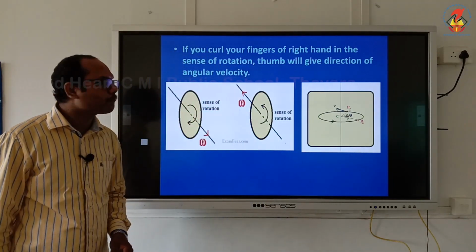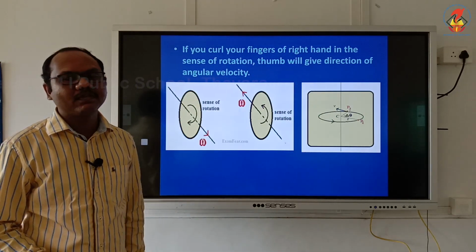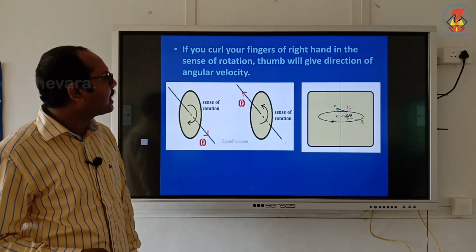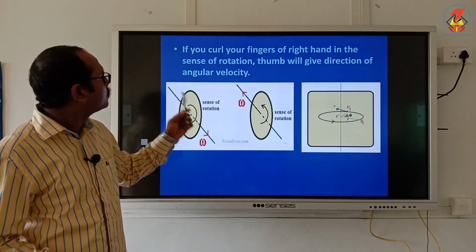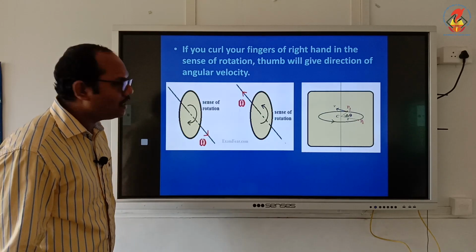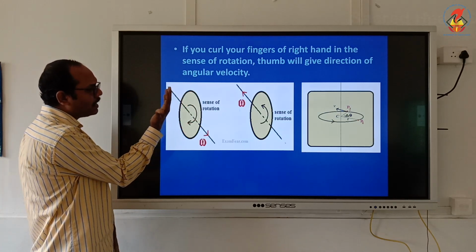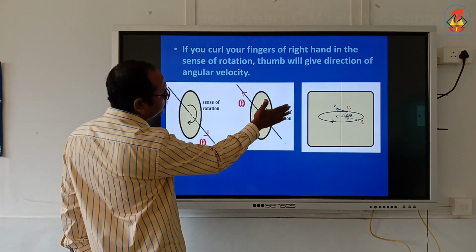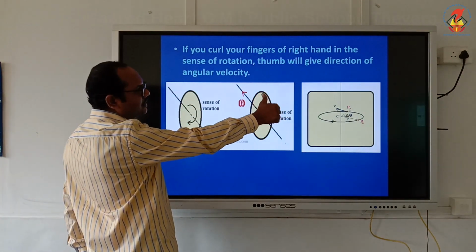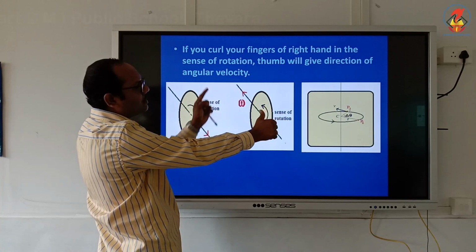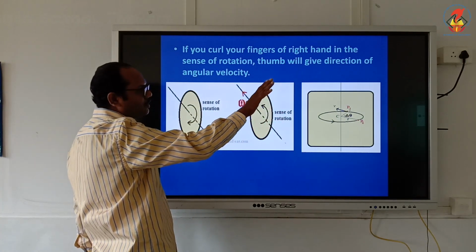Now look here. How will you find the direction of the angular velocity? Angular velocity is a vector quantity. It is by using the right hand thumb rule. If you curl the fingers of your right hand in the sense of rotation, then the thumb will give the direction of angular velocity. For example, the particle is rotating like this. I keep my right hand in this direction, then my thumb is pointing up. That thumb is the direction of the angular velocity.